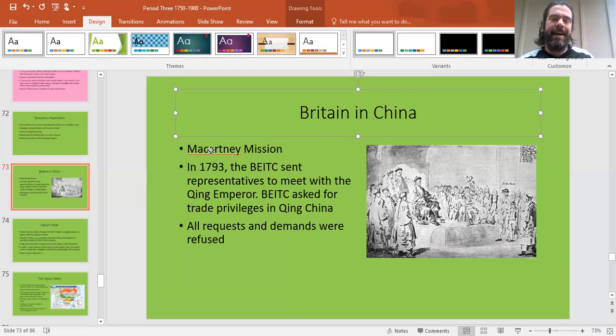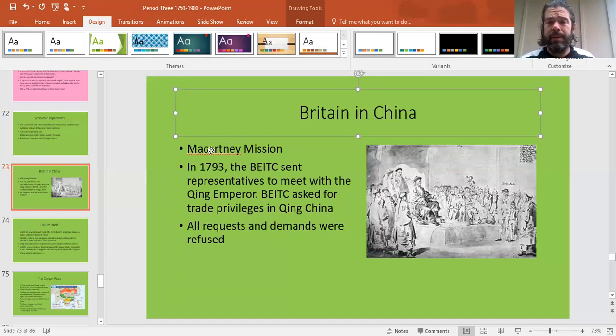But what the Qing Dynasty didn't realize in this period, start of period three, is the British are going to trade in China no matter what. They are asking permission in 1793. The permission is denied, but that's not going to keep the British from trading in China. So if you can't trade in China legally, the British East India Trade Company is going to begin to trade illegally in East Asia.